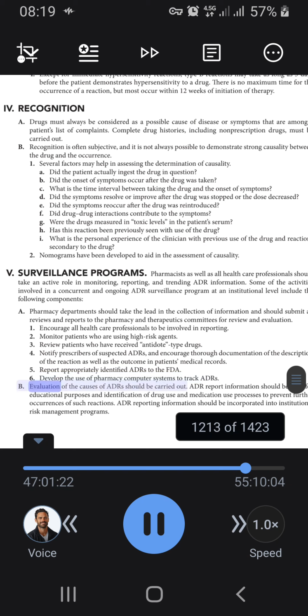B. Evaluation of the causes of ADR should be carried out. ADR report information should be used for educational purposes and identification of drug use and medication use processes to prevent further occurrences of such reactions. ADR reporting information should be incorporated into institutional risk management programs.